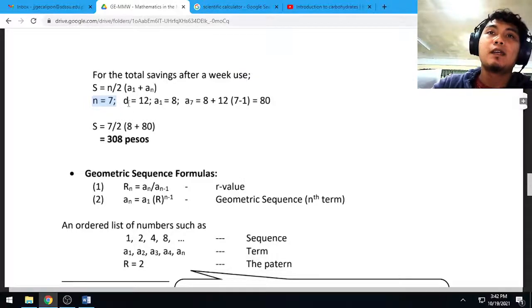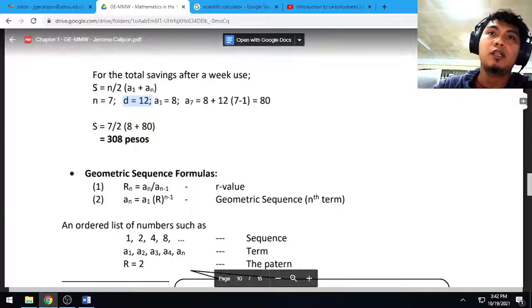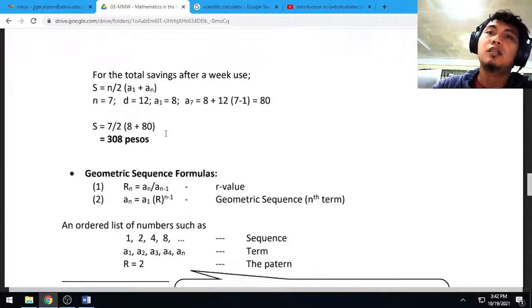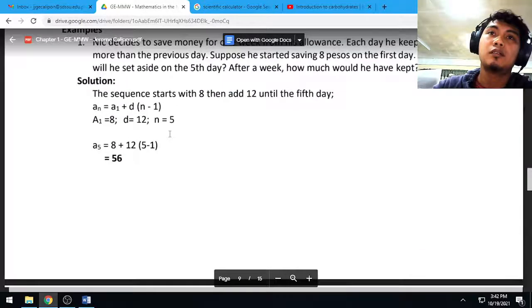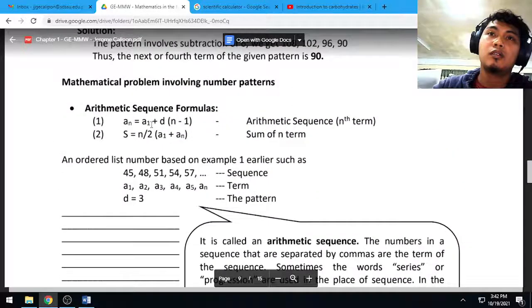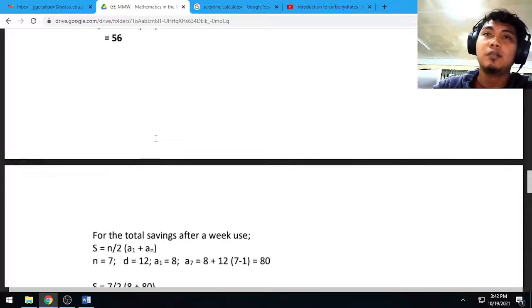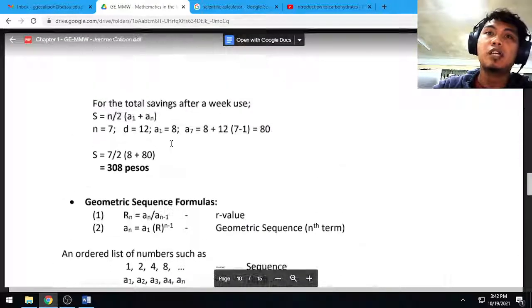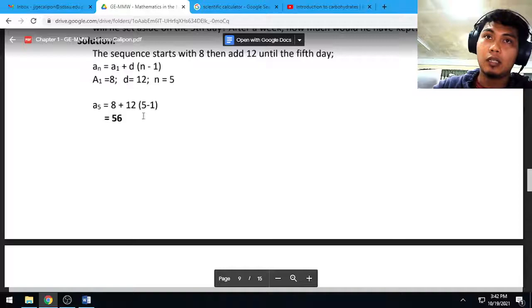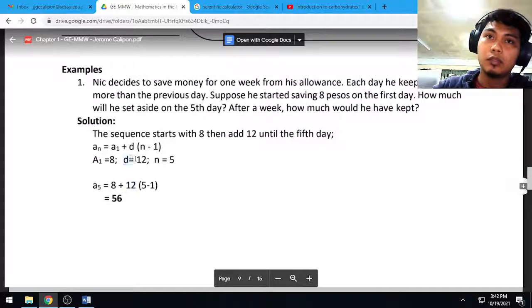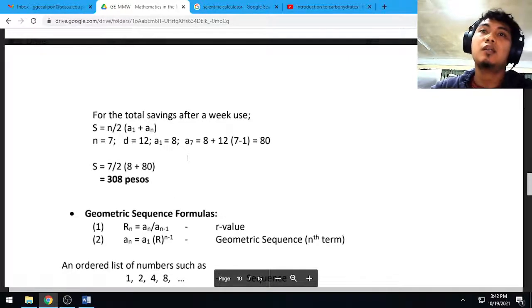7. And D. Ba't kailangan natin ng D? Sa formula naman, wala namang D. Gawa ng ito, AN. Anong formula ng AN? Diba ito? Doon sa AN, merong D, or the pattern. Kailangan natin ng pattern. The same pattern lang naman siya, 12. Gagaya na lang dito, 12. Hindi siya nababago, kasi the same lang naman yung pattern.